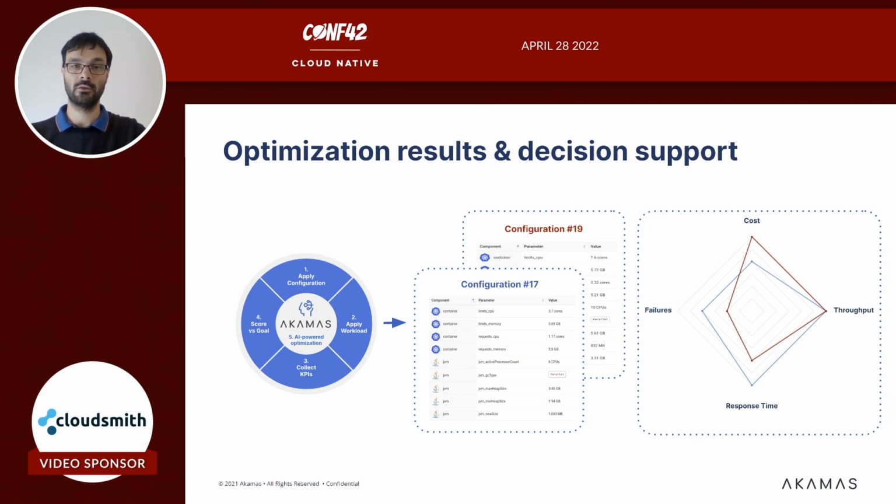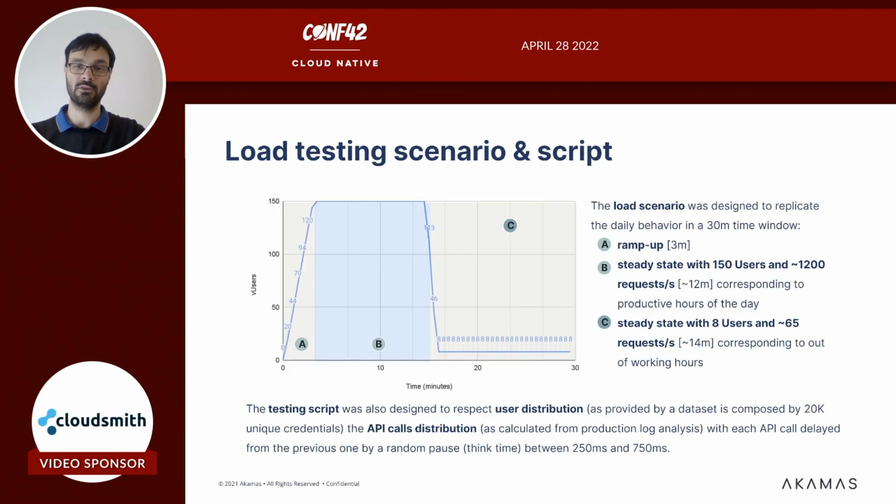So, to assess the performance and cost efficiency of a new configuration suggested by the ML optimizer, we stress the system with a load test. Here you can see the load test scenario that we use. It was designed according to the performance engineering best practices. The traffic pattern mimicked the behavior seen in production, including API call distribution and think times.